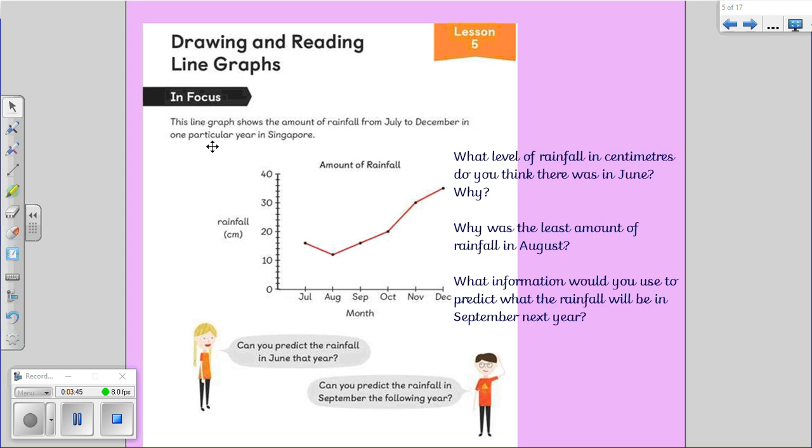So let's have a look at this graph in a bit more detail. So what level of rainfall in centimetres do you think there was in June? Why? We can see that our graph starts on the month July, so we haven't got June on our graph, but we can use this information to predict the rainfall in June. So have a think, looking at the trend of the amount of rainfall over the months, what do you think the rainfall would be for June?